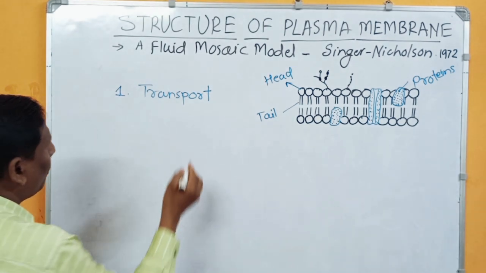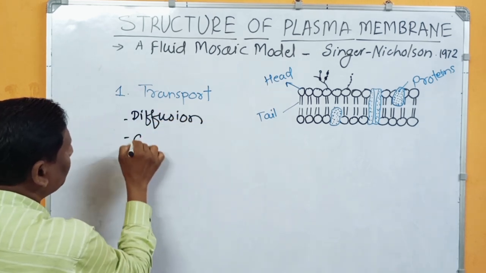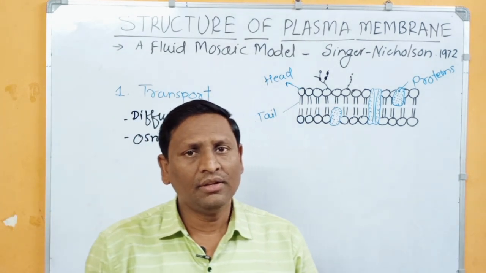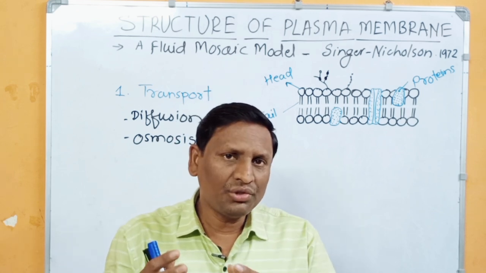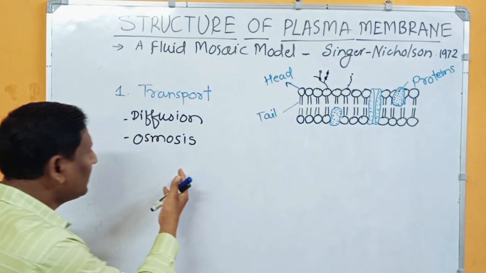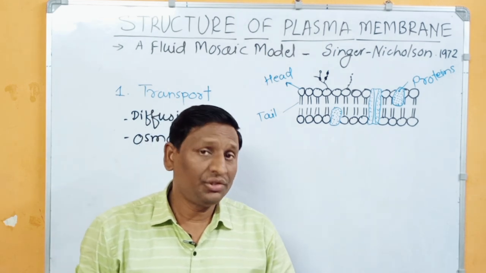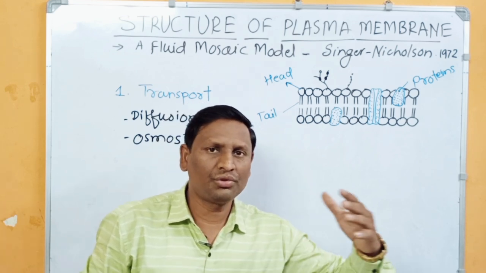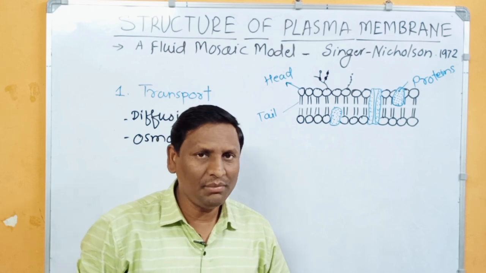This transport can be performed in two ways, as diffusion and osmosis. As you know, diffusion is the transport of material like gases, water, ions or minerals from a source of higher concentration to a source of lower concentration, whereas osmosis is related with the transport of water. So osmosis can be defined as the transport of water molecules from a source of higher concentration to a source of lower concentration through a semi-permeable membrane, that is through a plasma membrane.